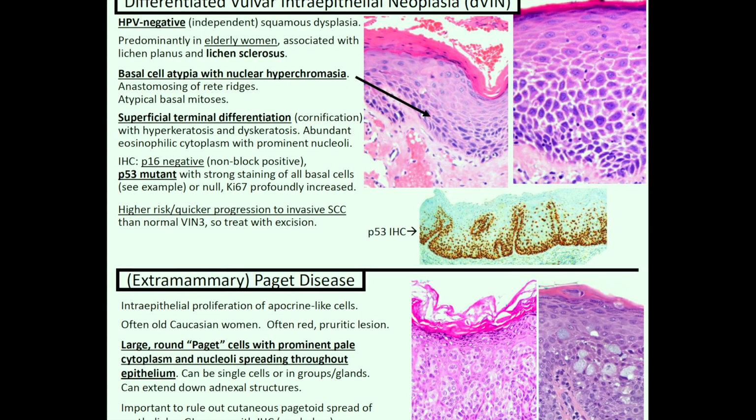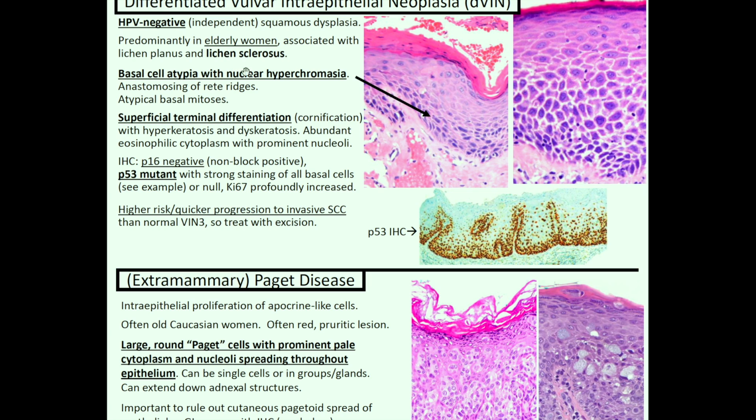Next up, we've got DVIN, differentiated vulvar intraepithelial neoplasia, which is HPV negative or independent squamous dysplasia. DVIN occurs predominantly in elderly women and is associated with lichen planus and lichen sclerosus.